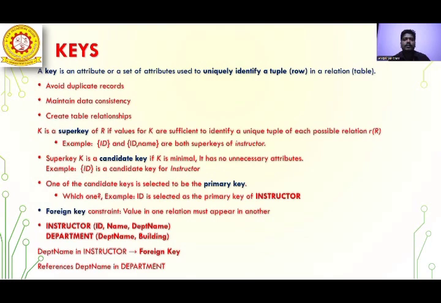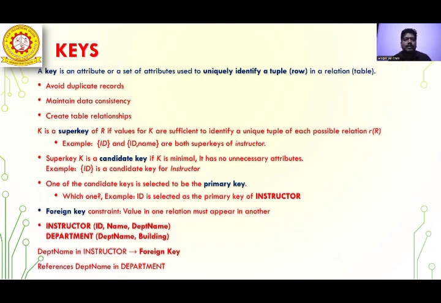And come to this slide, I will discuss the keys. This is the final topic of this session. Keys in DBMS are attributes or a set of attributes used to uniquely identify the records, that is tuples in the table. They play a vital role in data integrity, relationships, and efficient access. Keys are used to uniquely identify each record to avoid duplicate records, maintain data consistency, and establish relationships between tables.